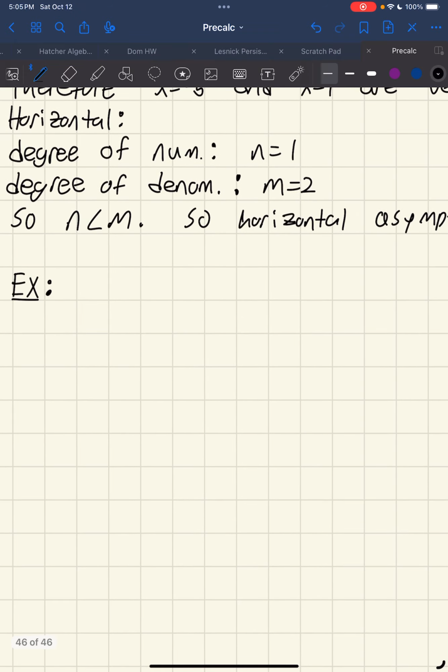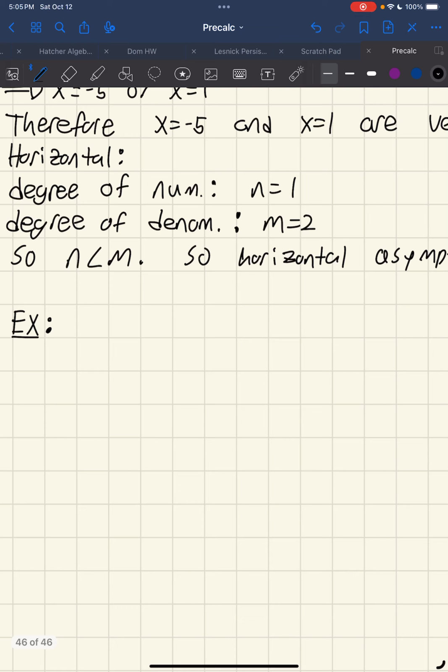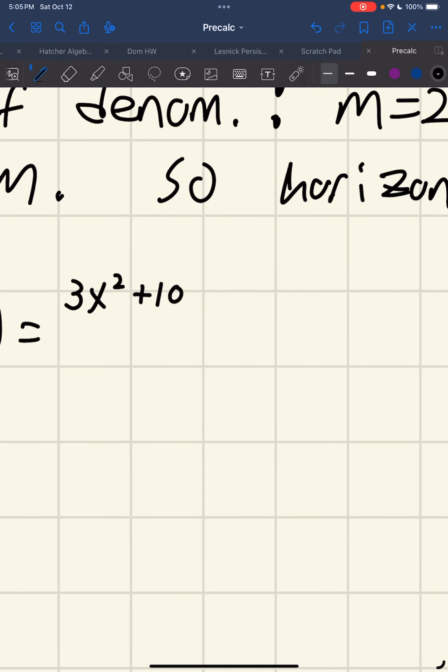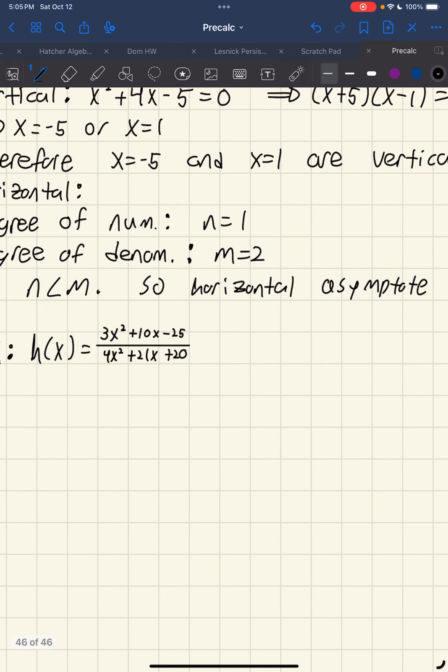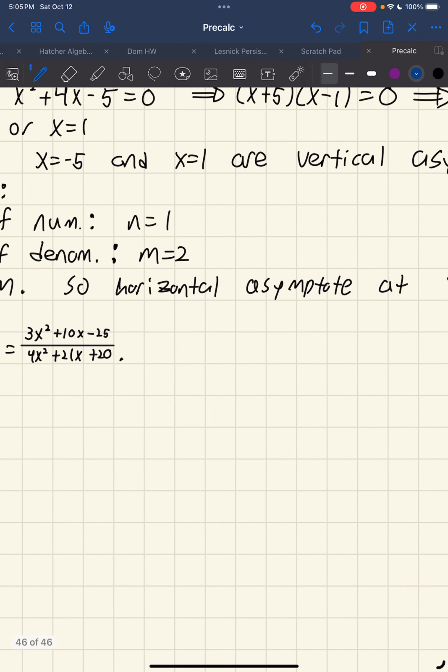But we're going to up the ante a little bit on this problem. We're not just going to find asymptotes. We'll do h of x for this guy. Just to make you guys more comfortable, you can call functions whatever you want. h of x is equal to 3x squared plus 10x minus 25 all over 4x squared plus 21x plus 20. Find asymptotes.